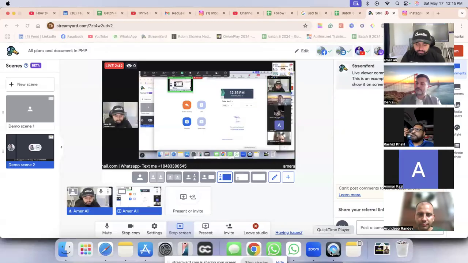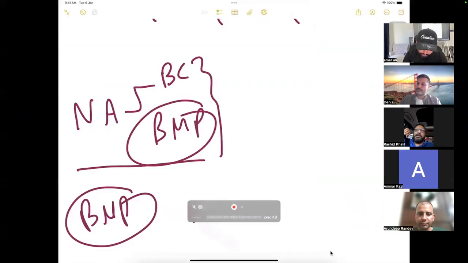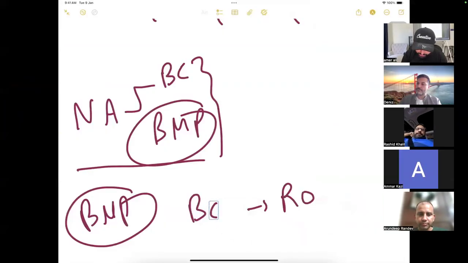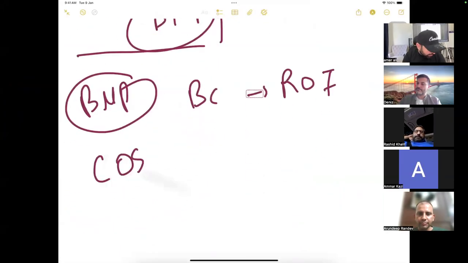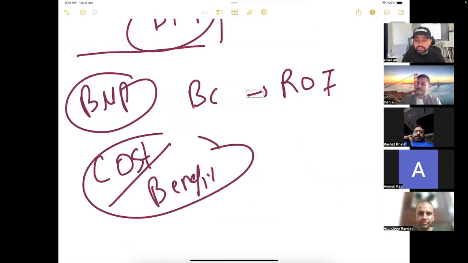Intangible benefit. When we talk about the business case, it is money, straightforward. ROI, return on investment. It talks about the cost, what the benefits of the project are. Very important thing, business case.